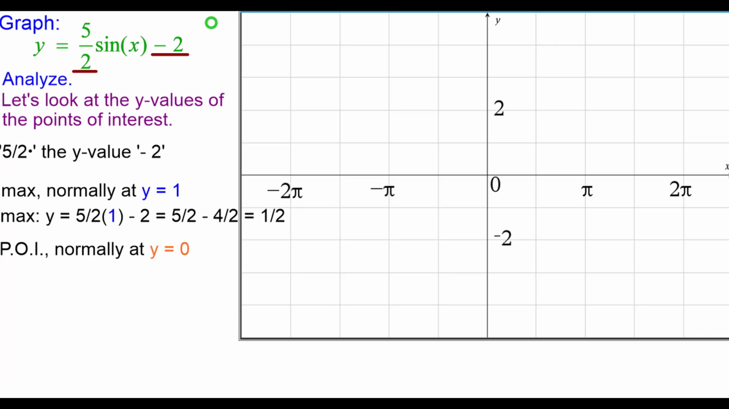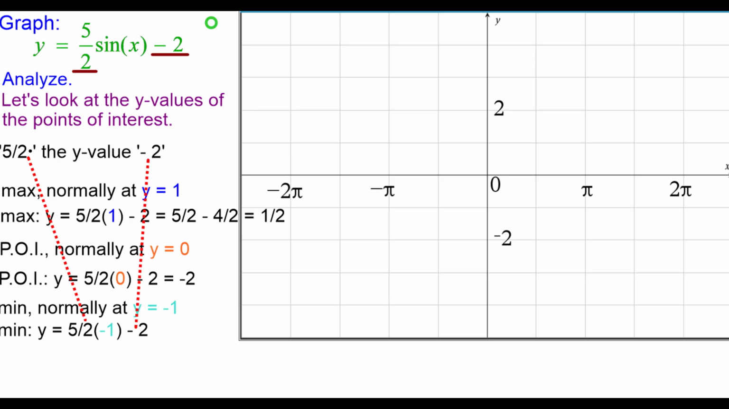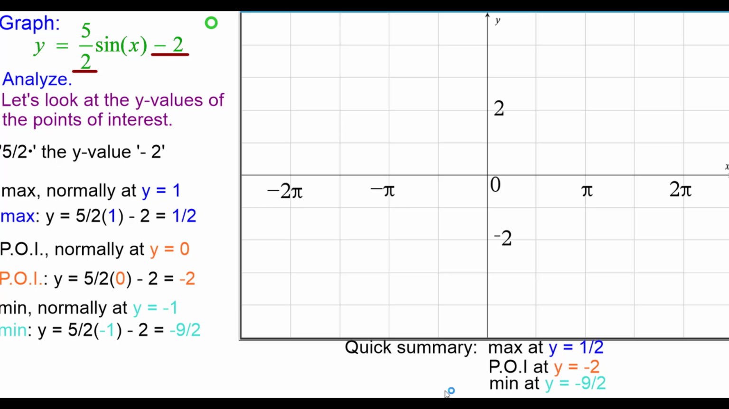Points of inflection are normally at y equals 0, but we're going to multiply that by 5/2 and get 0 and subtract 2 and get negative 2. Minimum is normally at y equals negative 1. We multiply that by 5/2 and subtract 2 and we get negative 5/2 minus 4/2, which is negative 9/2. Here's a quick summary of those and where we got them from.